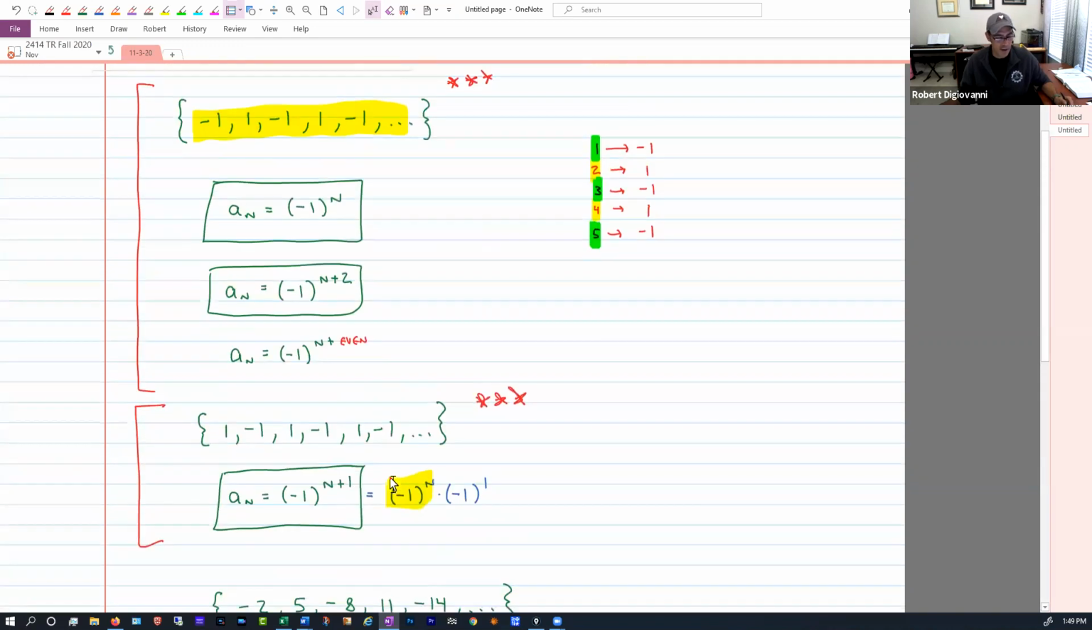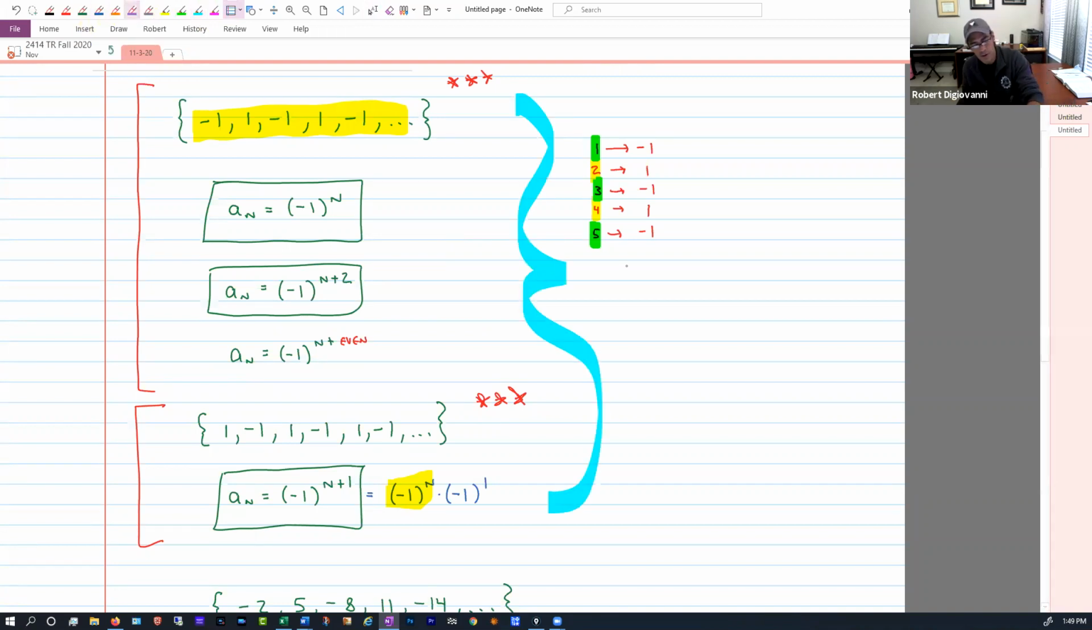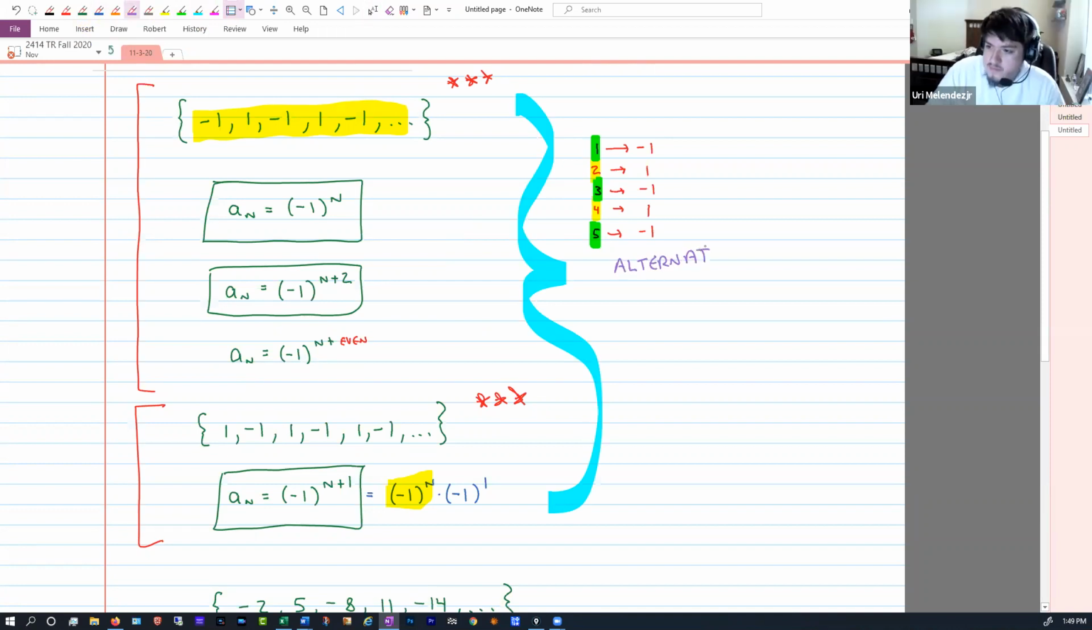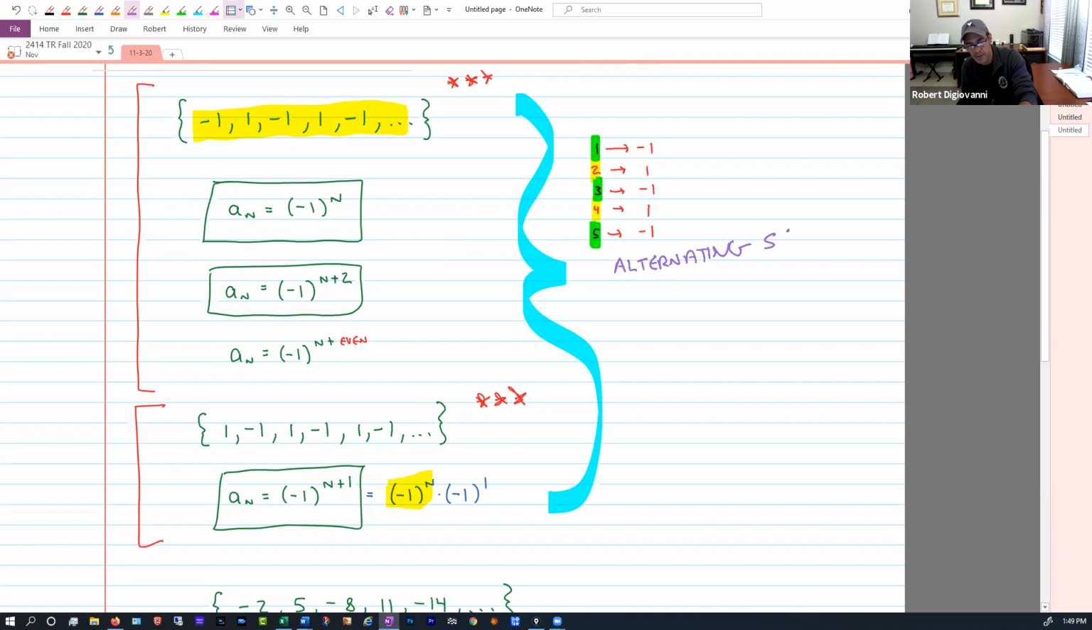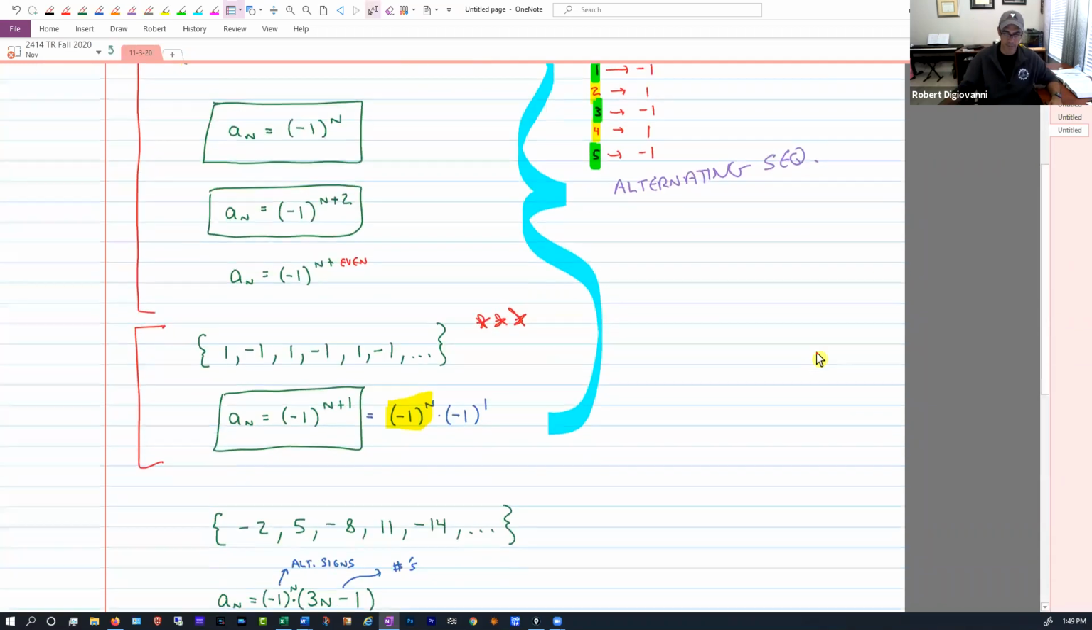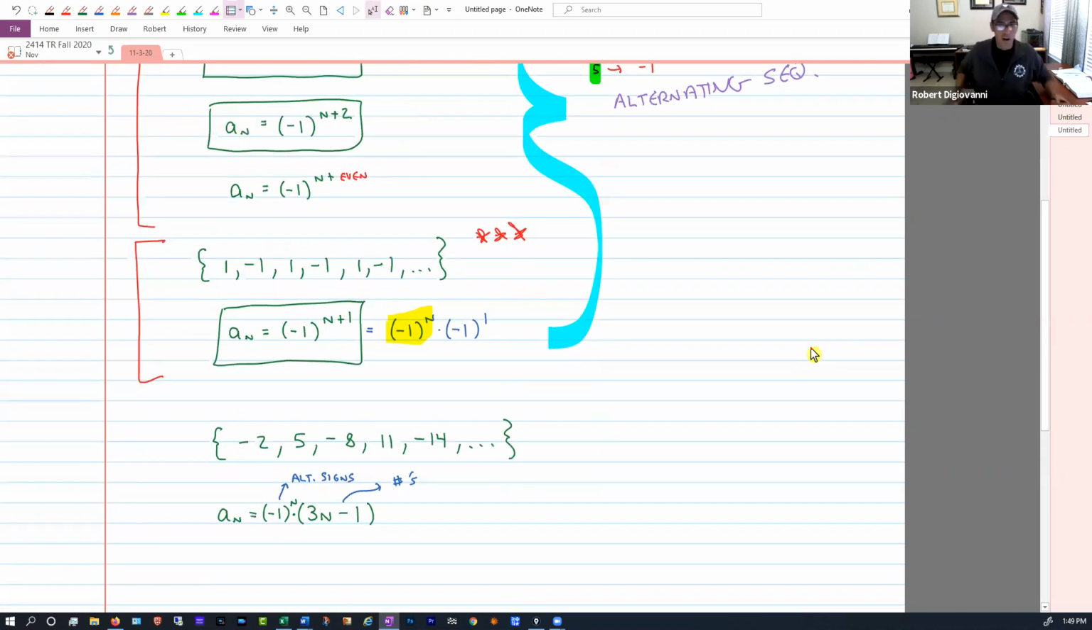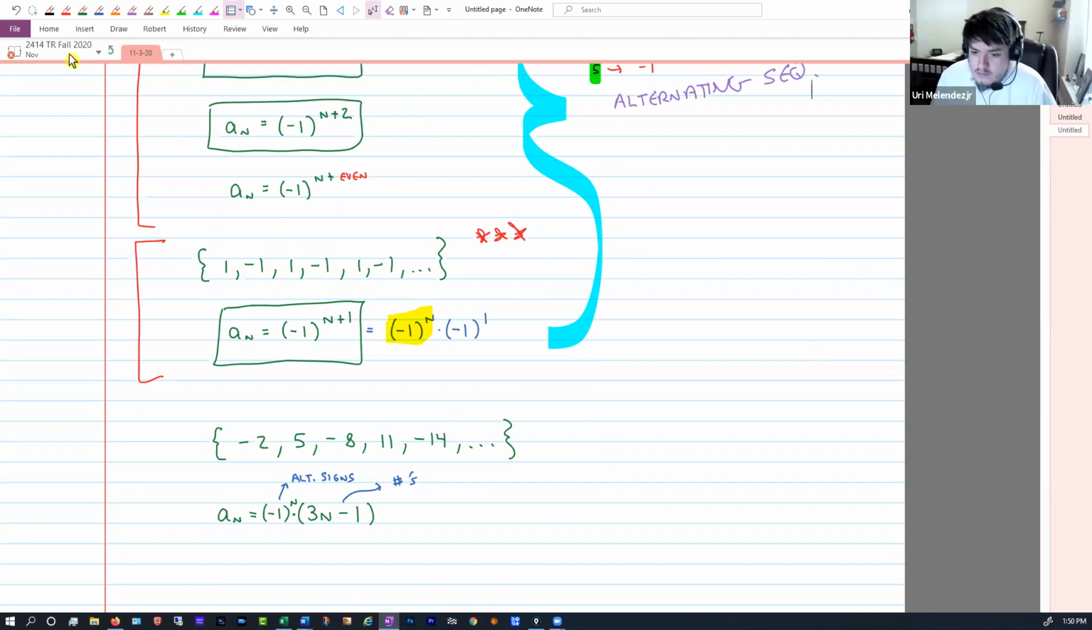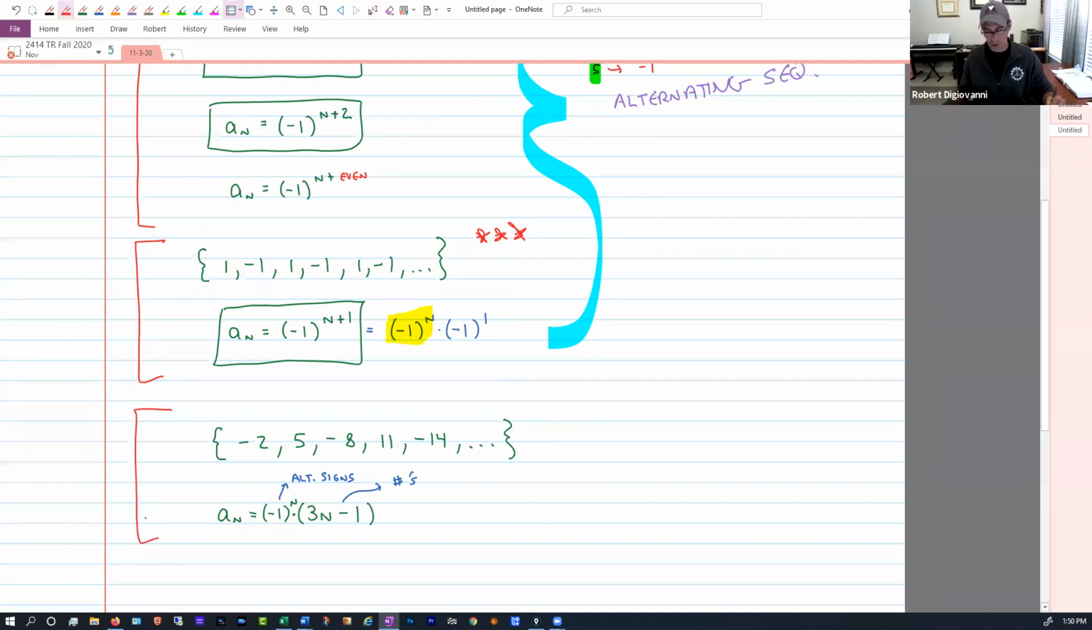I forgot to tell you, by the way, this is a pretty big deal. Both of these that I put stars next to are what we call alternating sequences, obviously, because they alternate in signs. Positive, negative, or the other way around, negative, positive. All right, Yuri, is that clear? Do you have any questions on that? No questions. Okay, we're moving on.